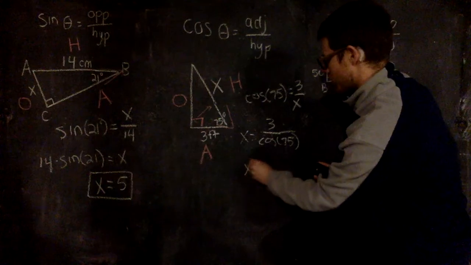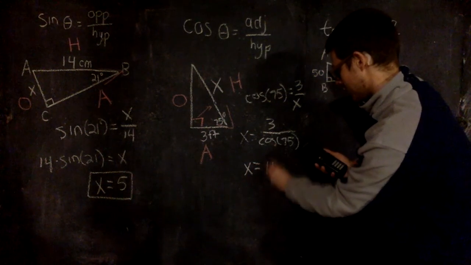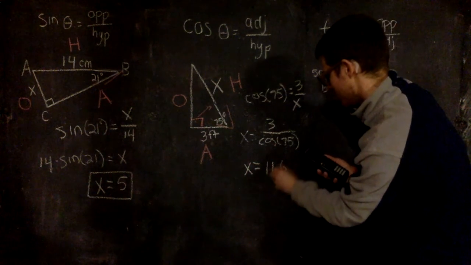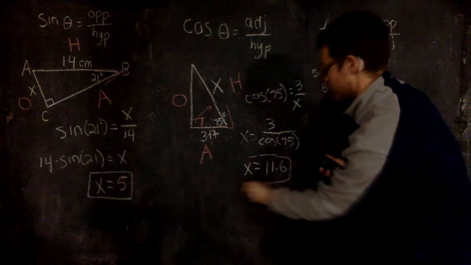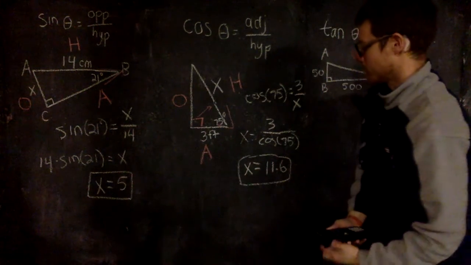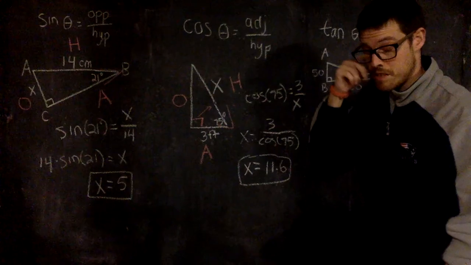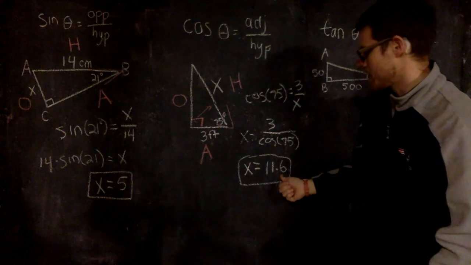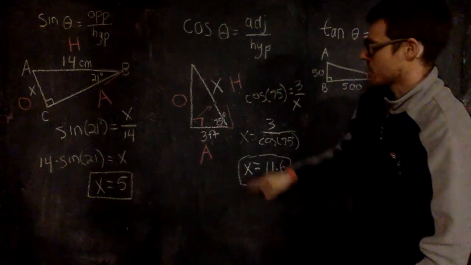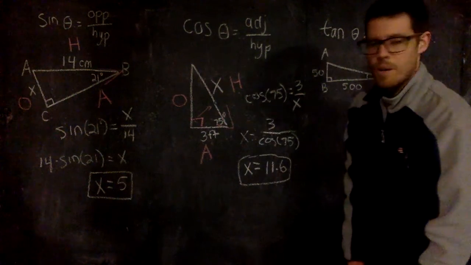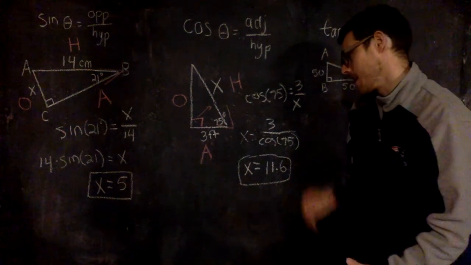Again, I'm only going to go to maybe one decimal place here, 11.6. 11.59 is very specific, considering that the starting information was 3 feet. So I'm going to go just to the tenths place. 11.6 is reasonable because I'm talking about a hypotenuse, so I'm expecting a bigger answer.